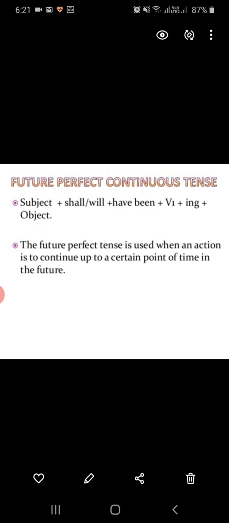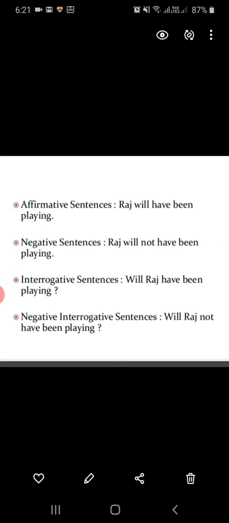Future perfect continuous, subject plus shall, will plus have been plus the ing form of the verb plus object. The future perfect continuous tense is used when an action is to continue up to a certain point of time in the future. Affirmative, Raj will have been playing. Negative, Raj will not have been playing. Interrogative, will Raj have been playing? Negative interrogative, will Raj not have been playing?